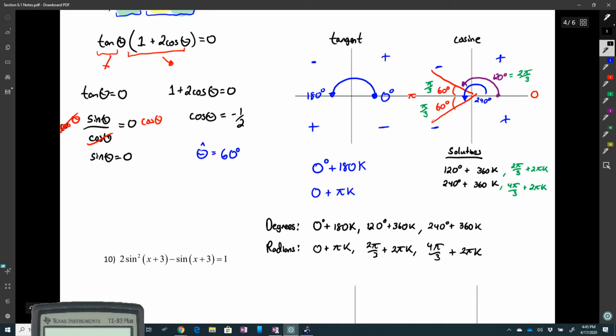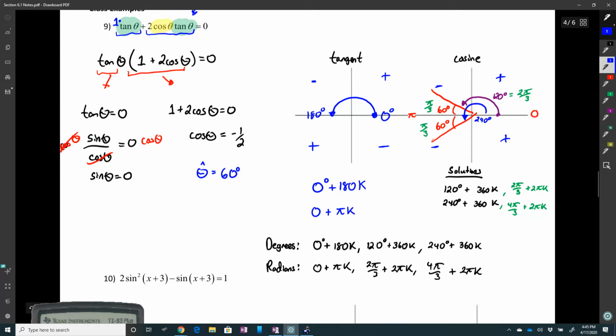And what made this one different from the others is that there were really 2 things to solve instead of 1, because you factored it and each factor was its own separate problem. Okay? Yay! All right, only 2 more left. Let's move on to the next one.